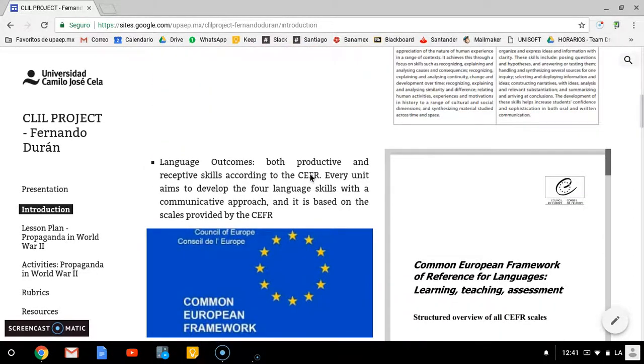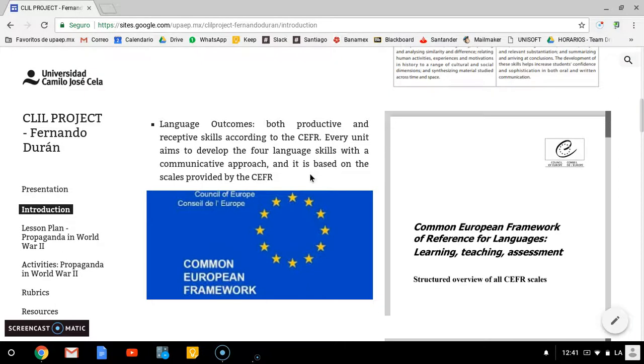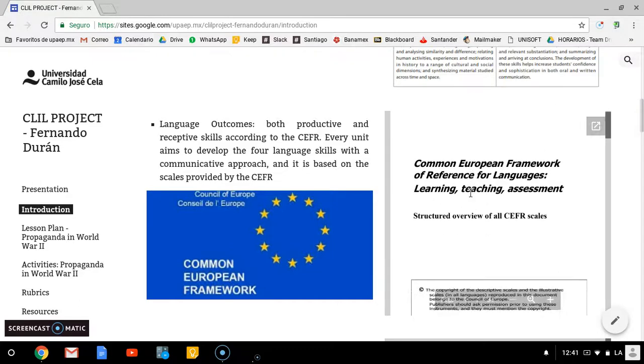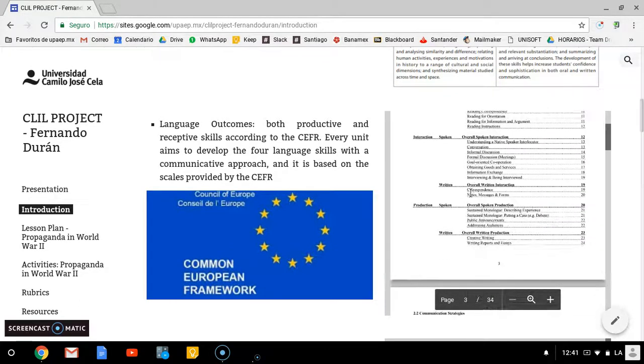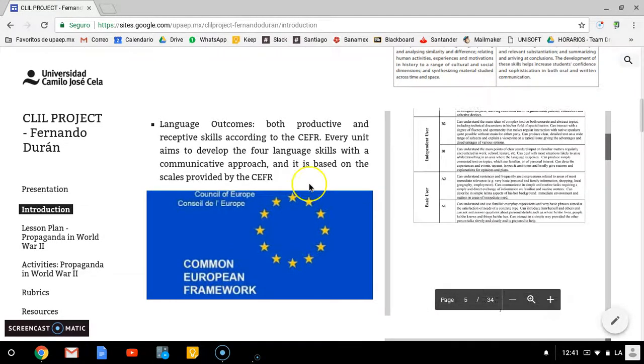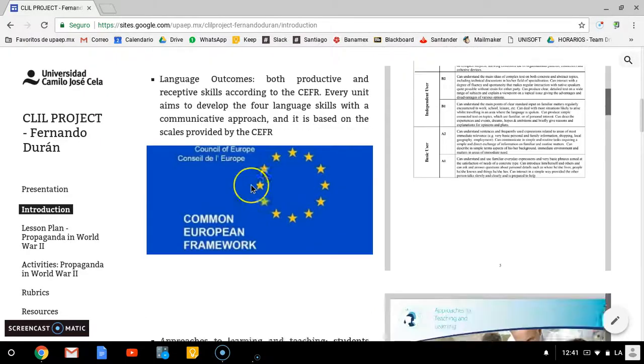Number two, the language outcomes, because if we are teaching content in a second language, it is important to focus on those specific descriptors that we will address. The Common European Framework of Reference gives us a lot of information about this, and as you will see in the lesson plan, there are four specific descriptors that we are trying to address.